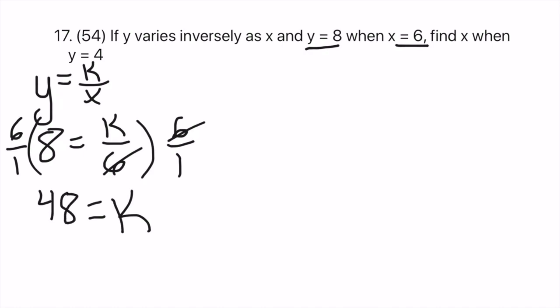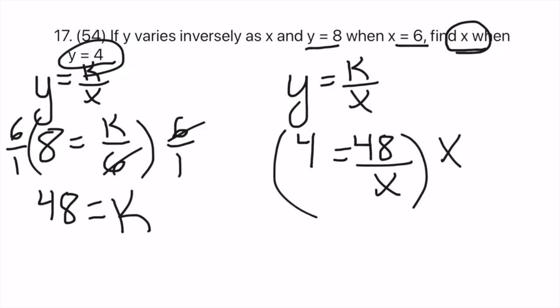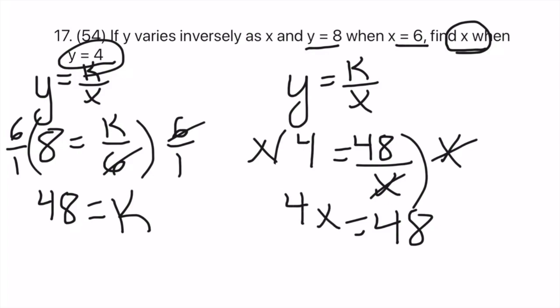So now that we know what k equals, we can go and plug it into our inverse formula. So we have y equals 48 over x, and we're trying to find x when we know y is 4. So I'm going to plug in 4 for y, but we don't know what x is yet. So I'm going to multiply both sides by x because those will cancel. So we have 48 equals 4x. Divide both sides by 4 and we get x equals 12.